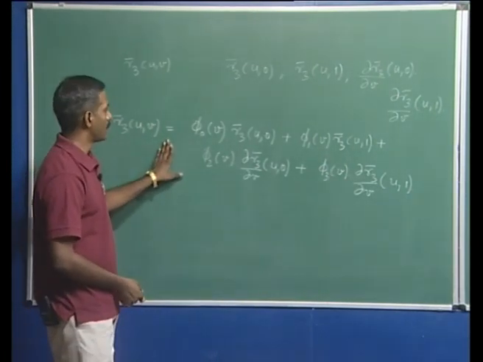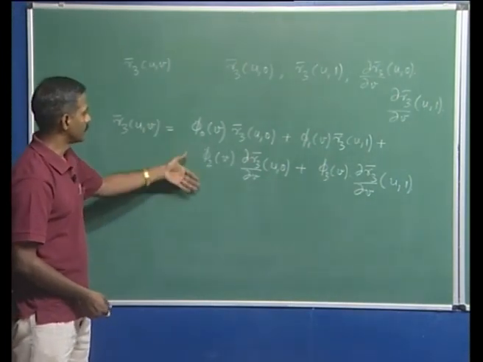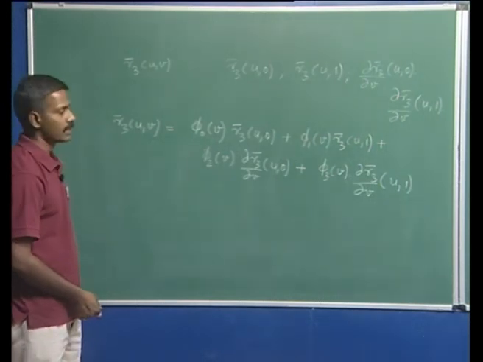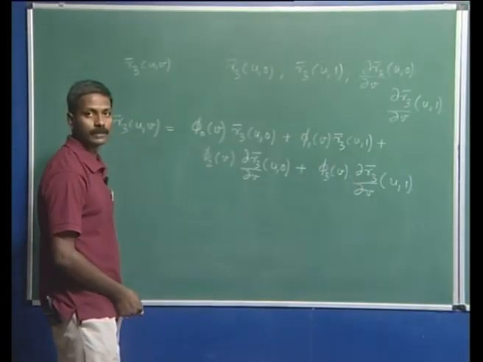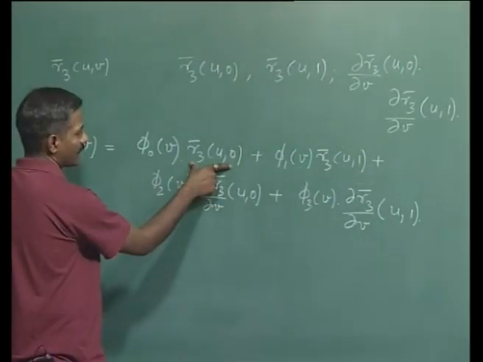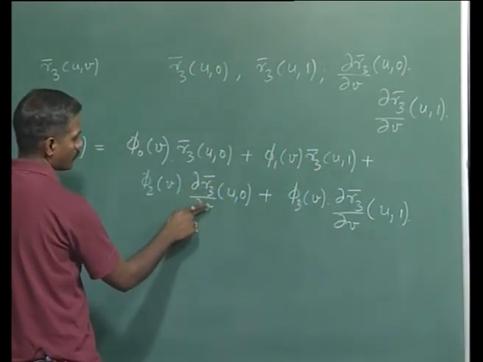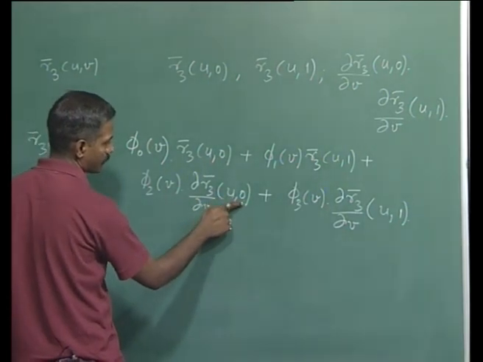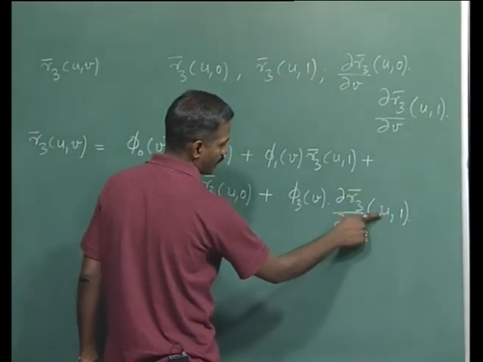You can do the math and verify that R3(U,V) constructed in this manner would satisfy all the boundary conditions pertaining to the corner points, pertaining to the bounding curves, and also relating to the cross boundary tangents. By this time, you would already have the expression for R3 U0, R3 U1, the slope with respect to V evaluated at U0 of R3, and the slope with respect to V of R3 evaluated at U1.